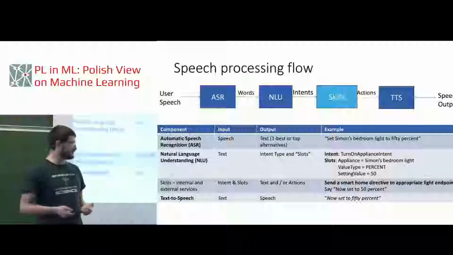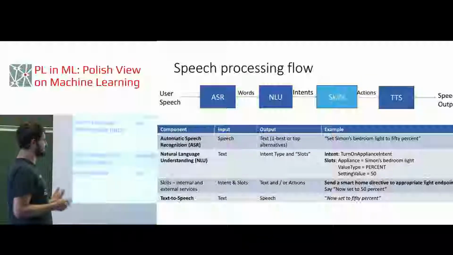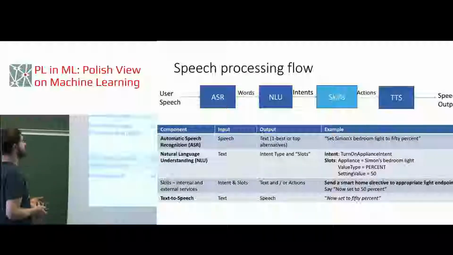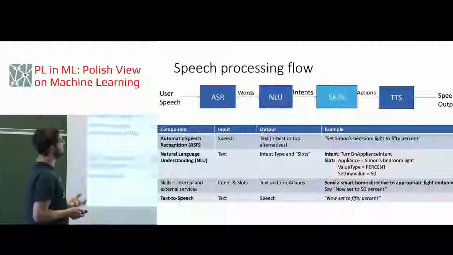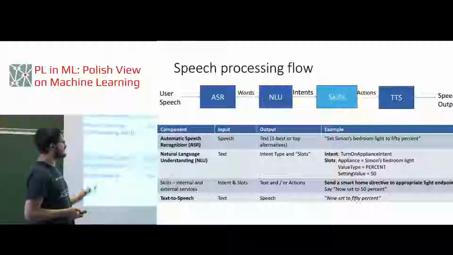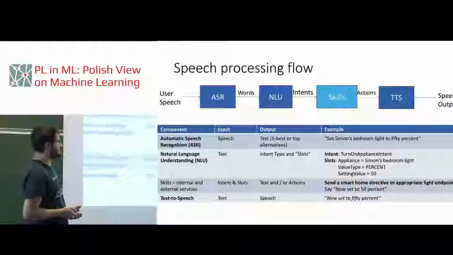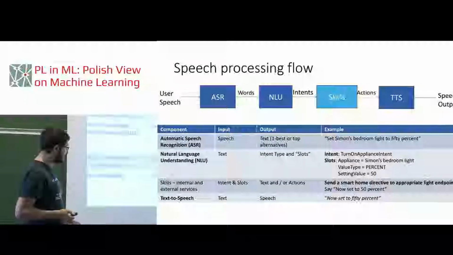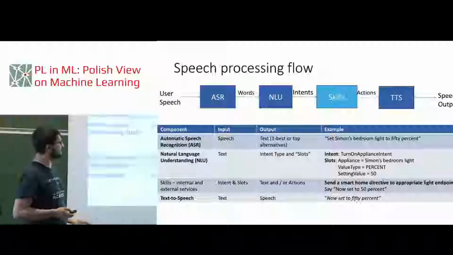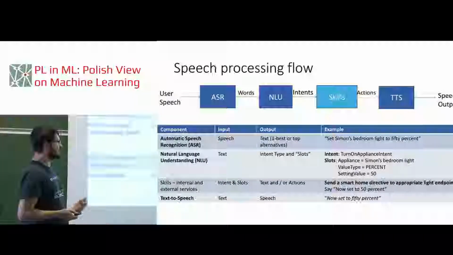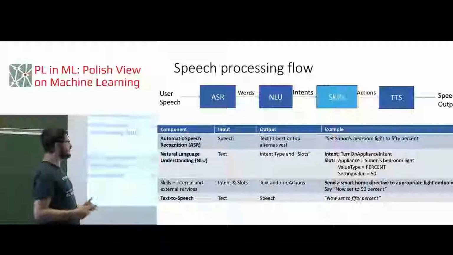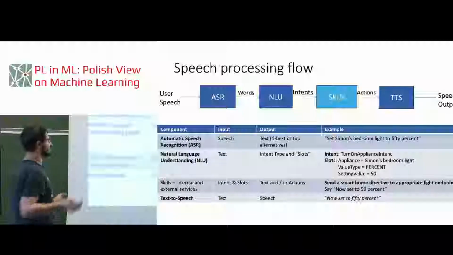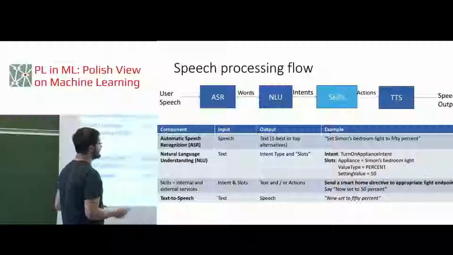It's basically composed of, broadly speaking, four technologies, which are ASR, speech recognition, NLU, language understanding, and TTS, which is text-to-speech. You take user speech on the left-hand side, you transform it into what they said as text. You can look at either the 1-best or n-best outputs. There are some machine learning models inside, and you get something like: set Simon's bedroom light to 50%.